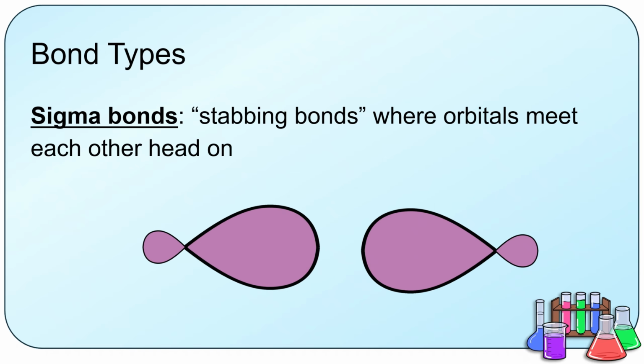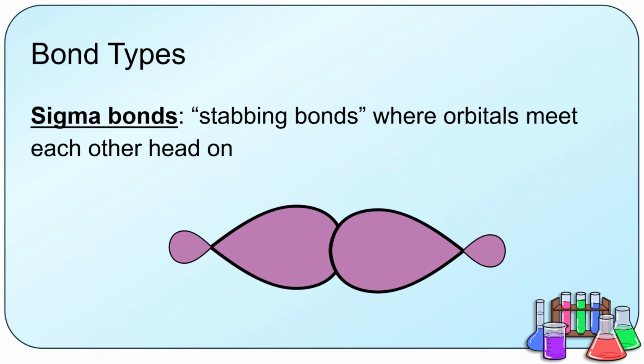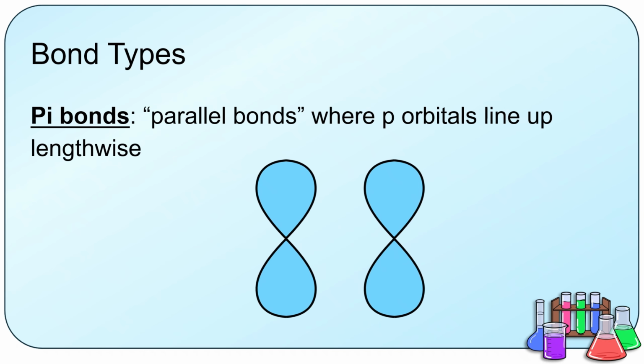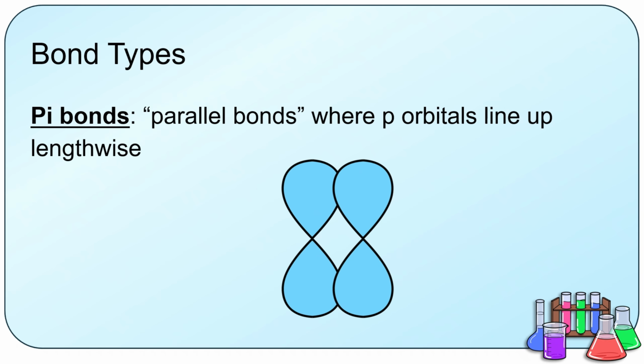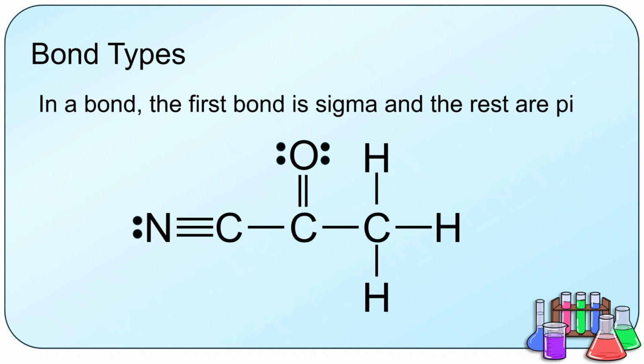The last thing I want to talk about in this video is bond types. Sigma bonds are stabbing bonds where orbitals meet head-on. Pi bonds are parallel bonds where p orbitals line up lengthwise. When you have bonds and you want to know what the bond types are, the concept is similar to hybridization. The first bond that forms is sigma and the rest are pi.